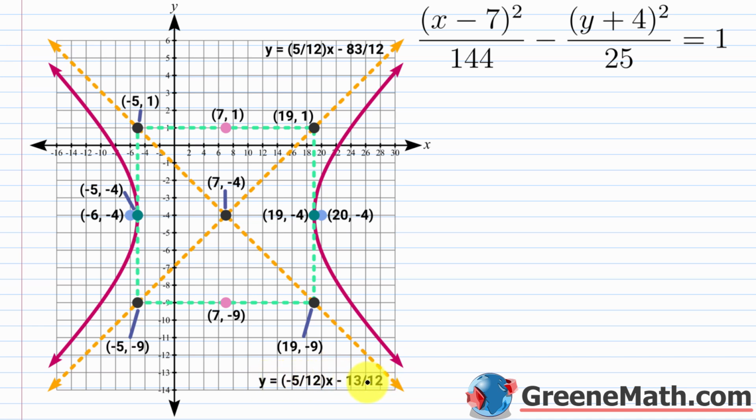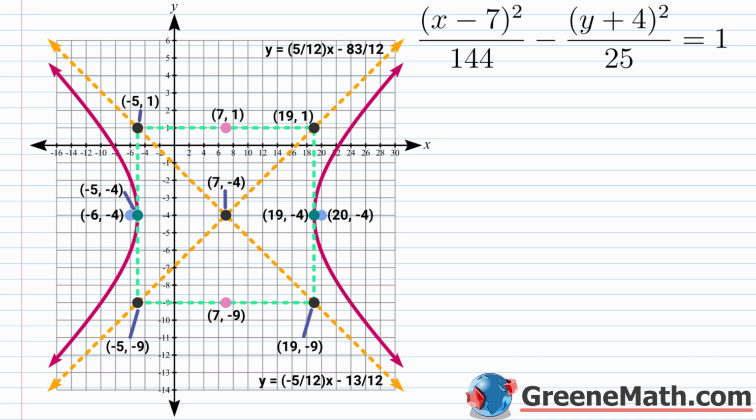And then if you want the endpoints for the fundamental rectangle, you're going to, from the center, go to the right by 12 units and go up by 5 units. So that's 19 comma 1. Then from the center, you're going to go to the left by 12 units and up by 5 units. So that's your negative 5 comma 1. You're going to go from the center to the left by 12 units and down by 5 units. So that's negative 5 comma negative 9. And then from the center, you're going to go to the right by 12 units and then down by 5 units. So that's 19 comma negative 9.